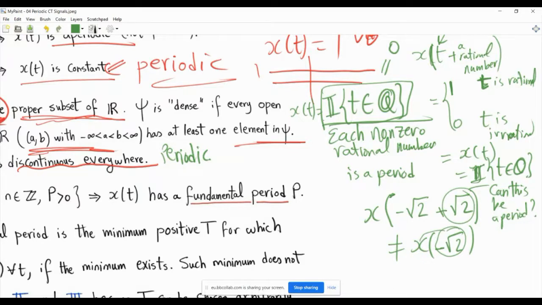Because of this, the signal here, which is impossible to plot, is indeed a periodic signal. It is a periodic signal for which any non-zero rational number is a valid period, and no irrational number is a valid period. You can show any irrational number of your choice, and x of t equal to x of t plus big T is violated at some small t on R.